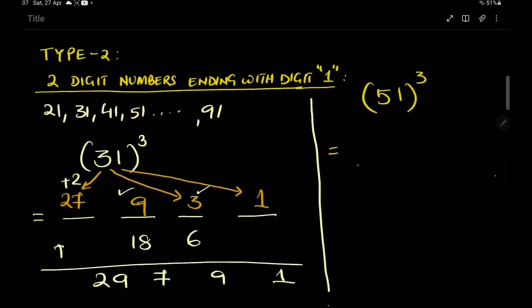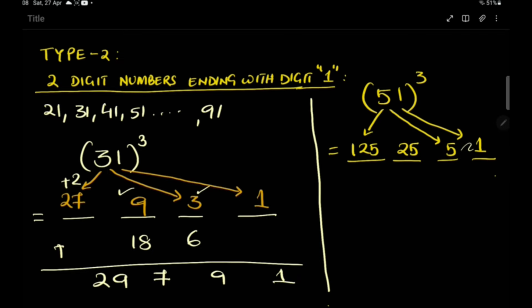We can write the answer like this. We'll start from here, that is 1 cube is 1, 5 cube is 125. Now we can write the digit 5 here. 5 square is 25. We need to double this digit. 5 into 2 is 10 and 25 into 2 is 50. Let us add all those digits.